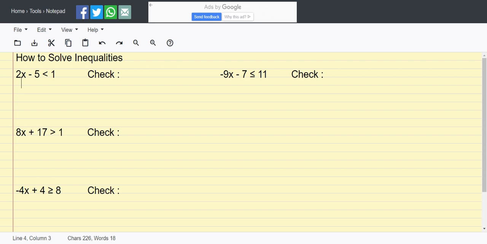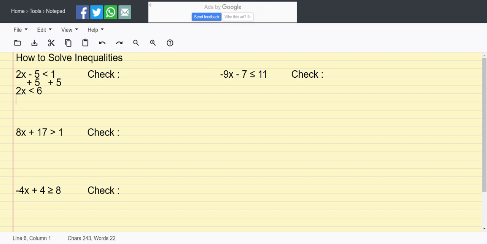Keep in mind that this is basically solving equations, but it's a little different. Okay, so let's get started with our first example, which is 2x minus 5 is less than 1. The first step is to get rid of the minus 5. To get rid of it, you add 5 to both sides. Then you will get 2x is less than 6.